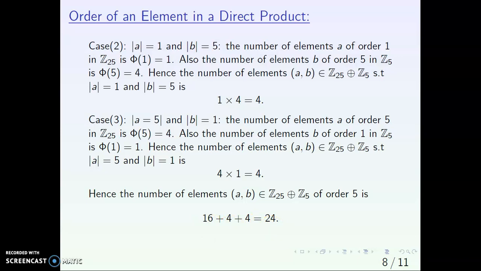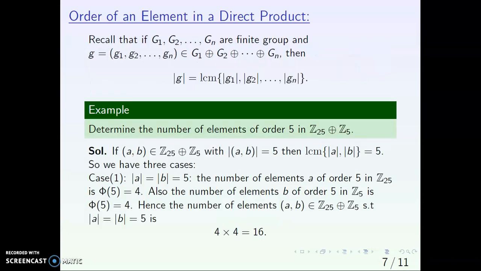Okay, please solve the same question and post it as a comment on this video. The question is: determine the number of elements of order 7 in Z7 ⊕ Z49. Again, the number of elements of order 7 in Z7 ⊕ Z49, as a comment, please.